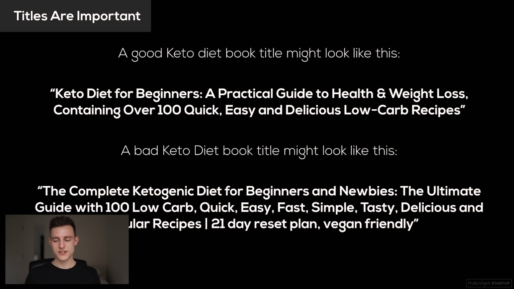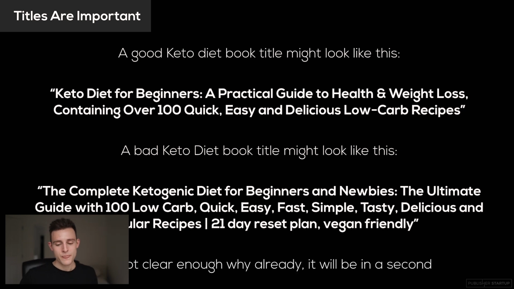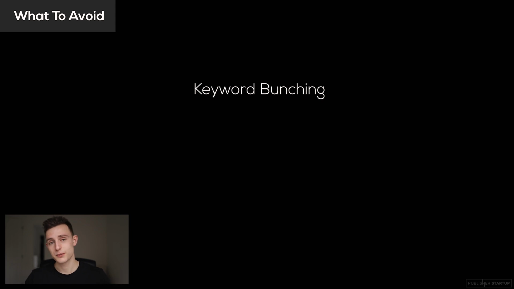And you can see it's just a big mess, and it obviously doesn't flow very well. There's a line in the middle, and you can just tell they're trying to put as many keywords as possible into that title, and it just does not flow very well at all. If it's not clear enough yet, this one doesn't make sense and doesn't look good. I'll be explaining a little bit more. So here's what to avoid. Keyword bunching in your title, and you can tell the last one that we just read out was very bunched.